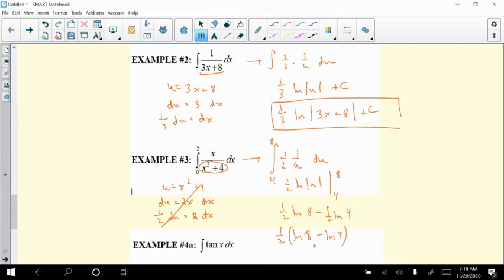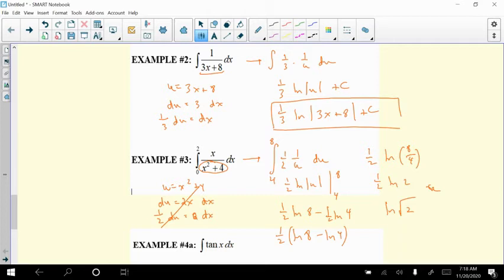And if you remember, when you have a difference of logs, you can put that together as a log of one quotient. So I guess that's 8 divided by 4, which is 2. So 1/2 natural log of 2, or if you really want to get fancy, you could say it's the natural log of the square root of 2. So, any of these obviously is equivalent.